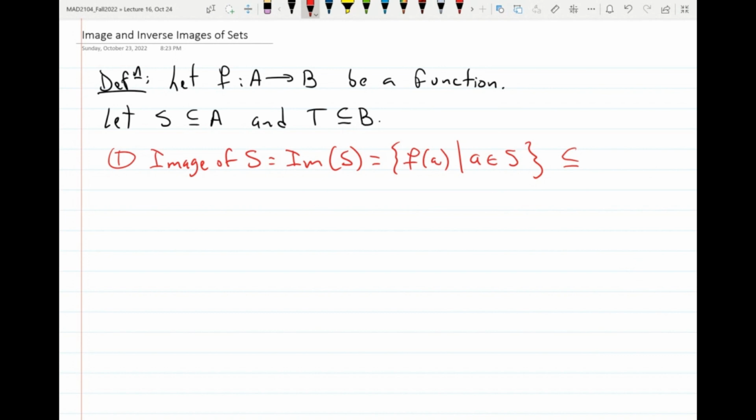This is a subset of what? Of B, right? This is a subset of B. The elements here are these guys. What are these guys? These are outputs. And the outputs live where? B. Yes? So the image of a set is this.